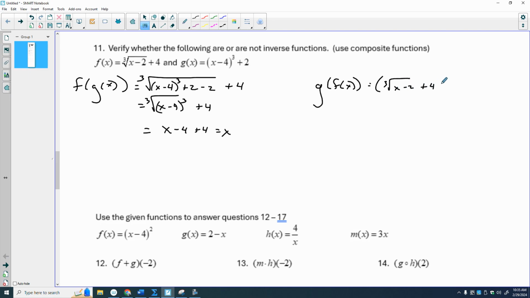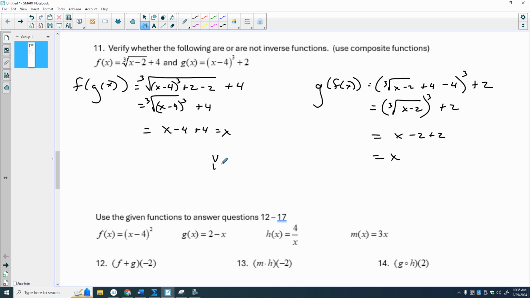plus 4, and I'm going to plug it in for the x in the g equation. So this big mess is sitting right here. So that's my x, that's my f of x, minus 4, etc. Okay, negative 4, positive 4 goes away, and I get the cube root of x minus 2 cubed. Cube root cube cancels. Plus 2 minus 2 cancels. And again, we get x.